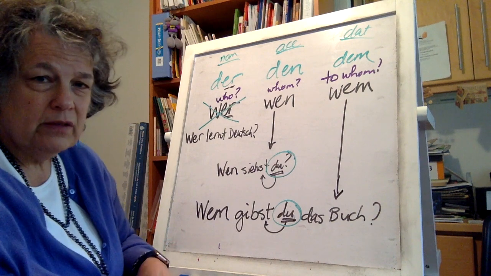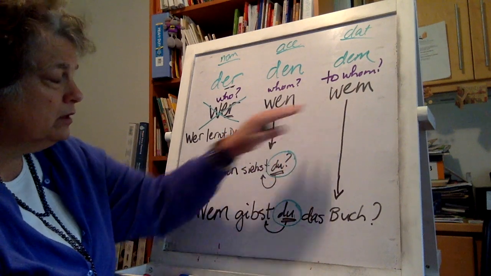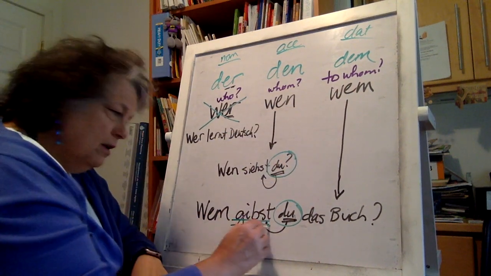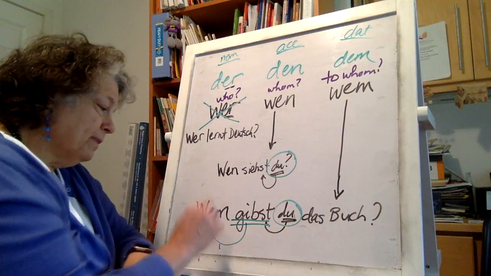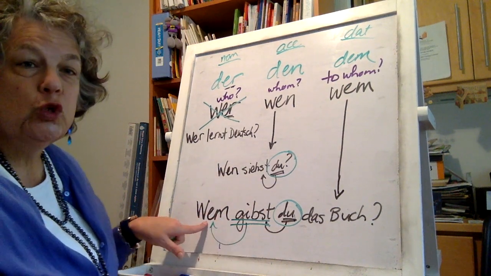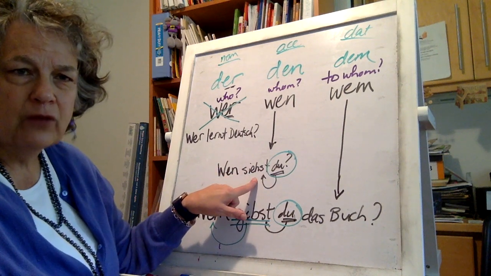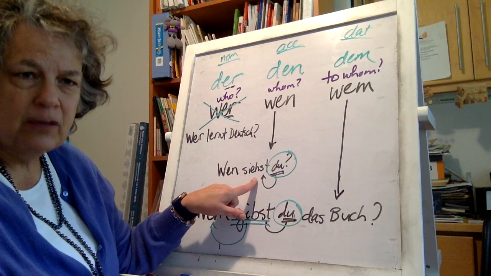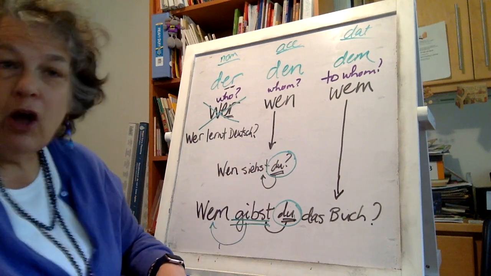So maybe that helps. And then if you have to decide between these two, if you have a verb that's geben or schenken, you're going to use wem. Because you're giving something to someone. Here you're not seeing to someone or for someone. You're seeing someone. That's the direct object. Okay? Well, I hope this was clear.